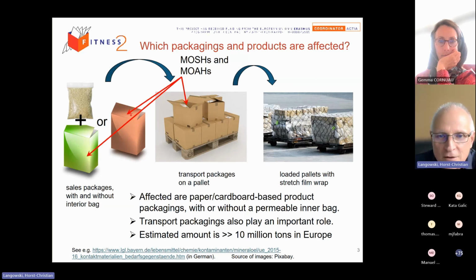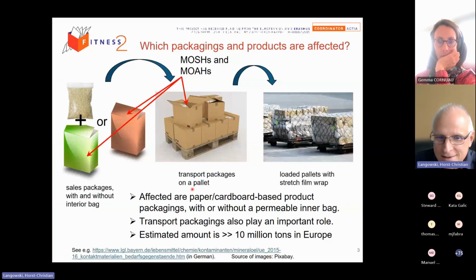In the end, when these have been placed into the transport packaging and the transport packaging has been placed on a pallet, we usually have the pallet wrapping, which also influences the final result, namely the transport of contaminants. We call them MOSHs and MOAs, and I will show you in a minute what they are. And that is something we in the end do not want to have: some of them end up in the product. And therefore, we have to look for a remedy for that.